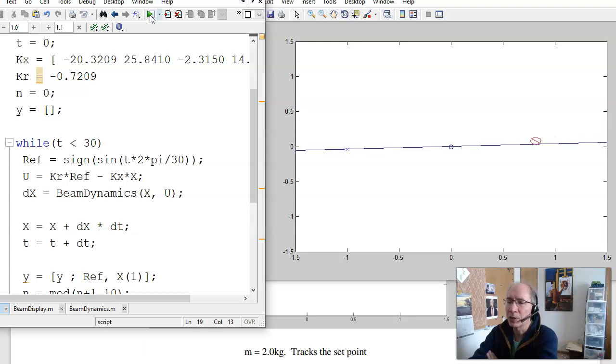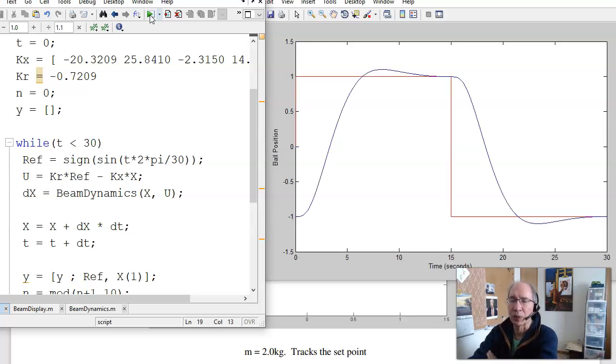This is for the nominal system, with the mass of the ball at 2 kilograms. And so again, if everything's nominal, everything's fine. Designed for DC gain 1, DC gain is 1, I hit the set point. What if the dynamics are wrong?